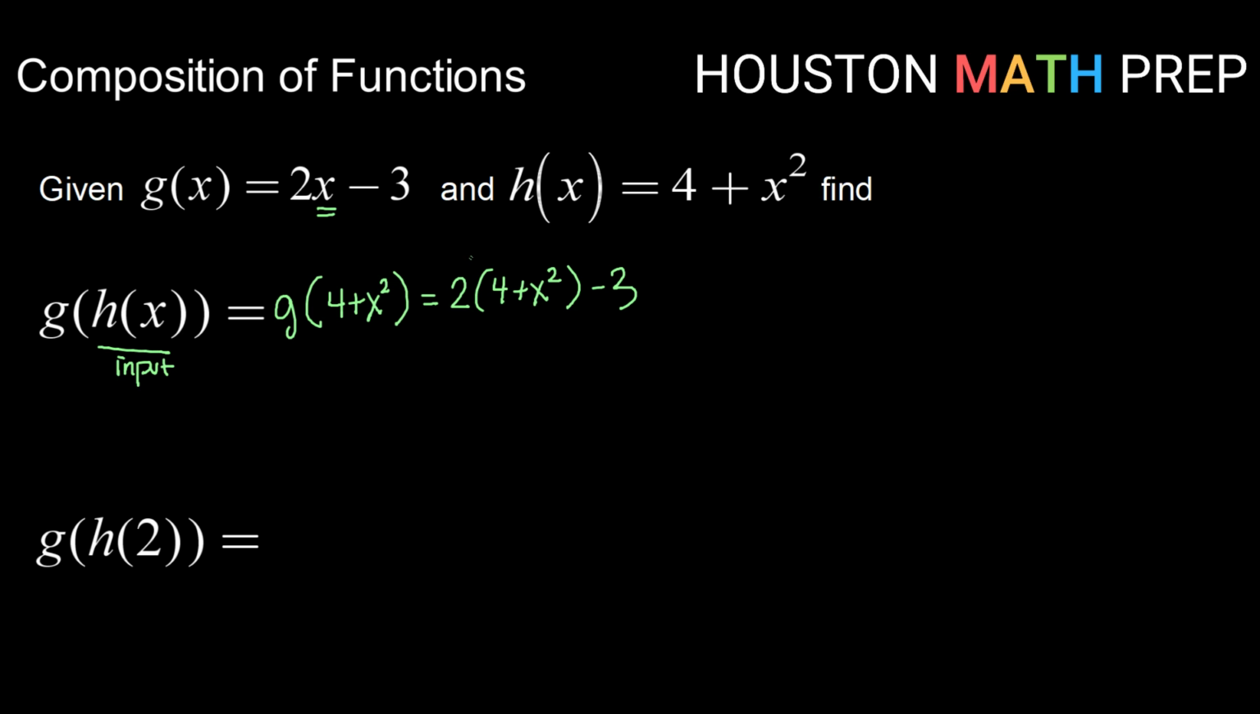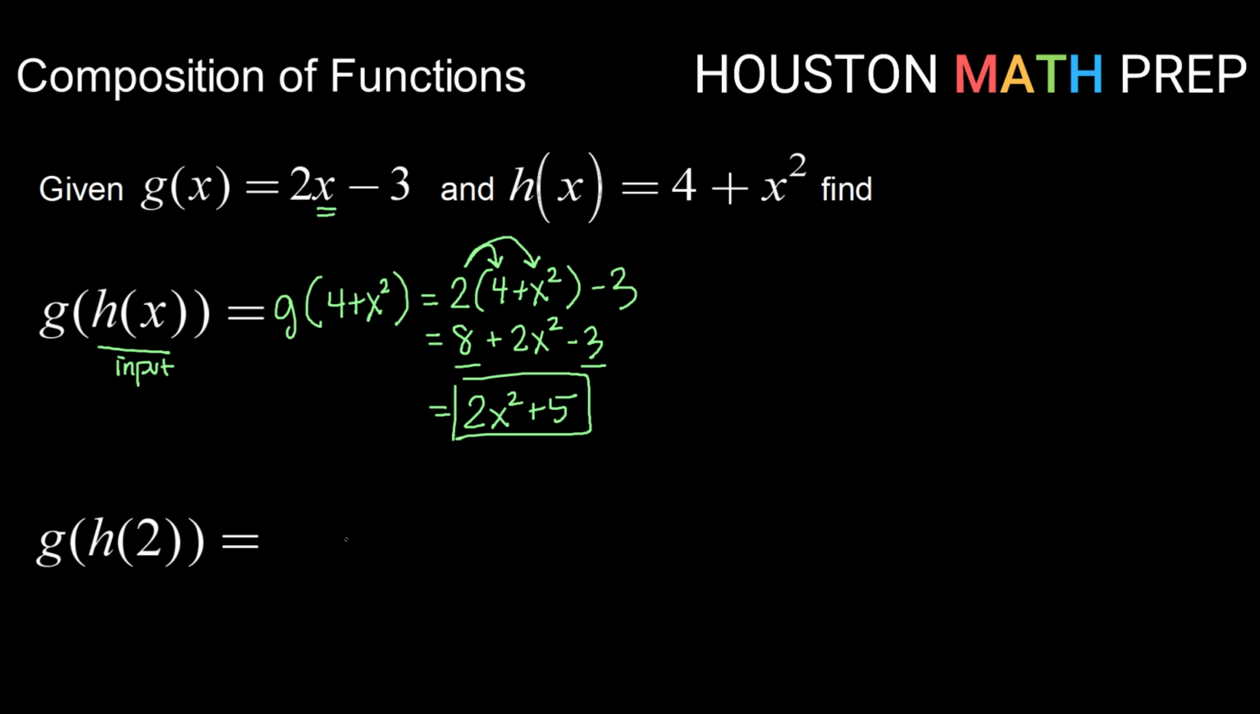I'm going to go ahead now and simplify that by distributing my 2. 2 times 4 makes 8 plus 2x squared minus 3. And then combining my like terms, I get 2x squared plus 5. So my new function, g of h of x, equals 2x squared plus 5.